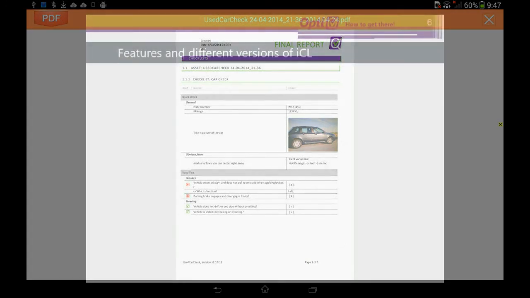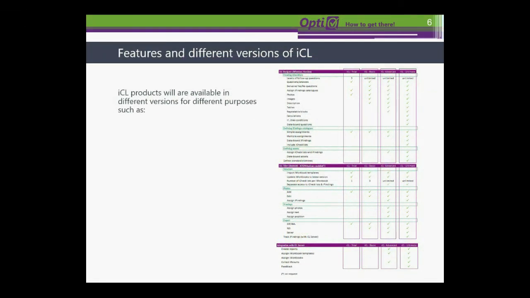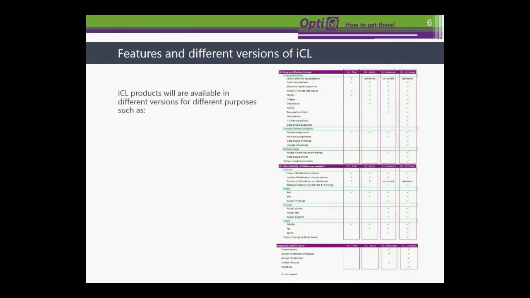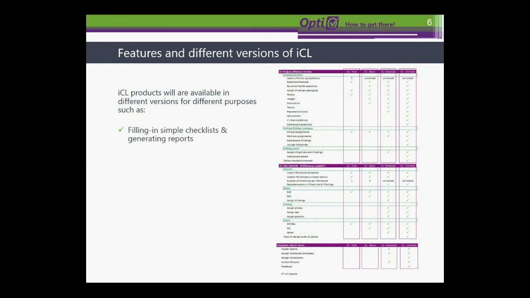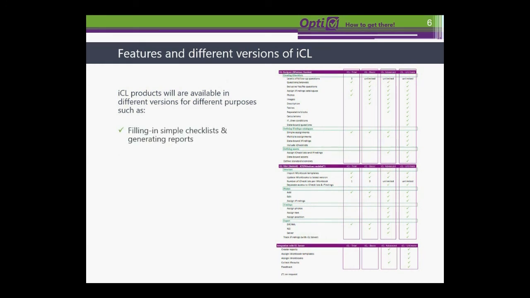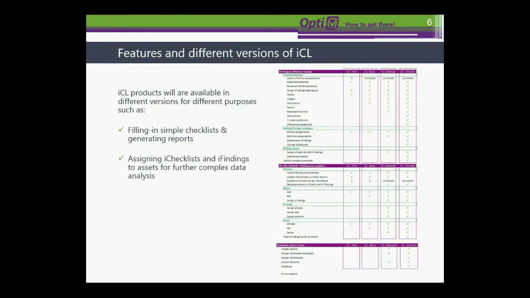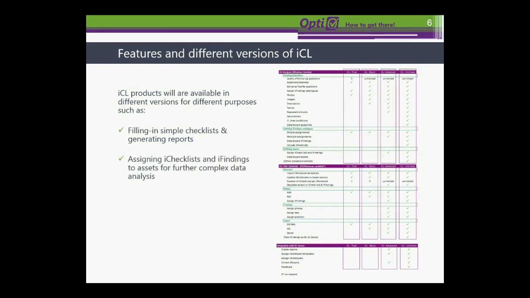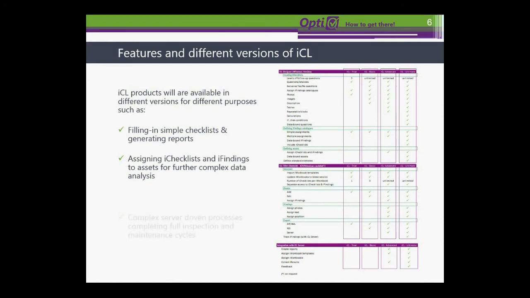Different iCL product versions are available for different purposes. Filling in simple checklists and generating reports. Assigning iChecklists and iFindings to assets, buildings, or inventories for further complex data analysis. And incorporating the system into complex IT-driven processes that perform inspections and maintenance works.